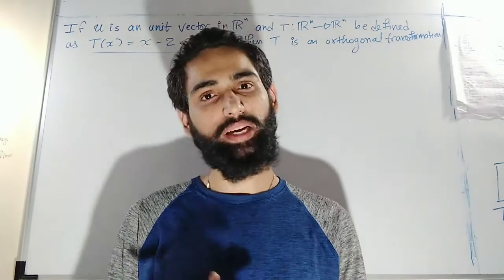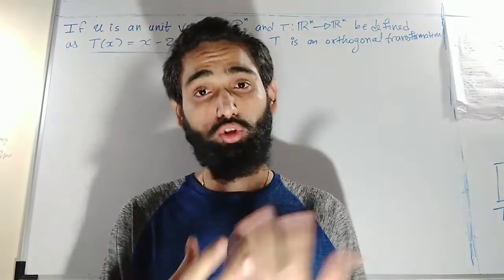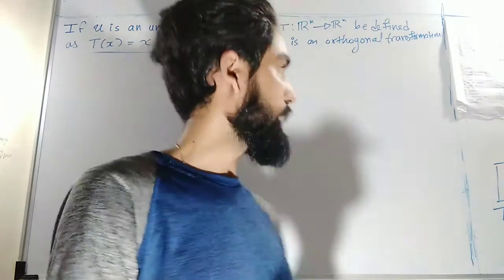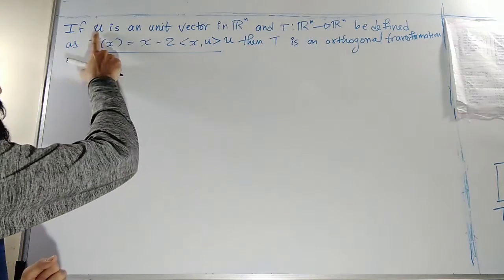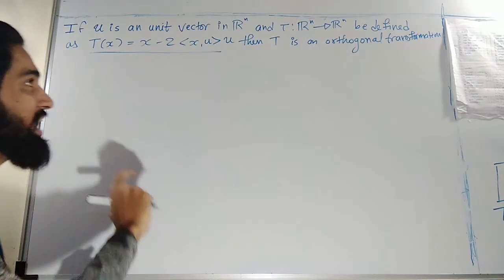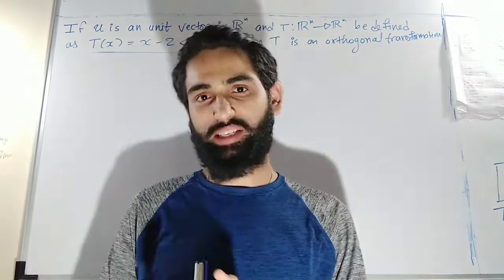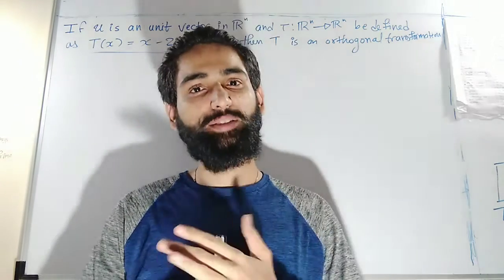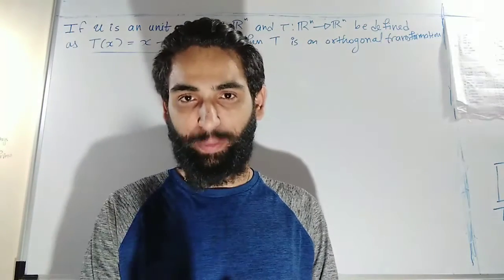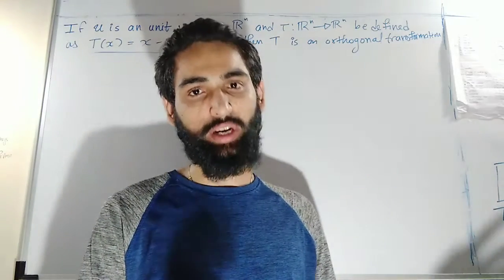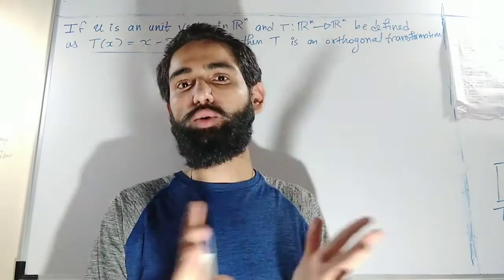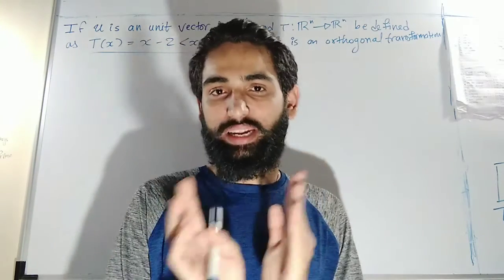In this video, we'll be considering one of the examples of orthogonal transformation. Suppose I have a unit vector u in Rn. Unit vector means that the norm of u is 1. In this case, our vector space is Rn, which is an inner product space with the usual inner product defined on it. I have a T from Rn to Rn.